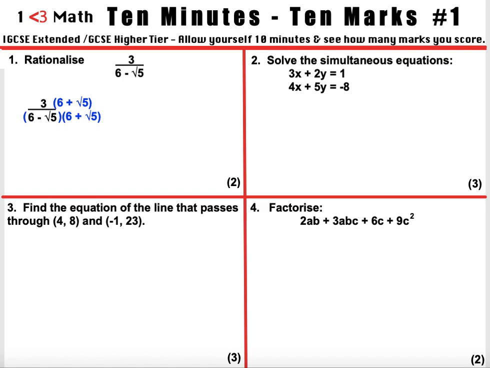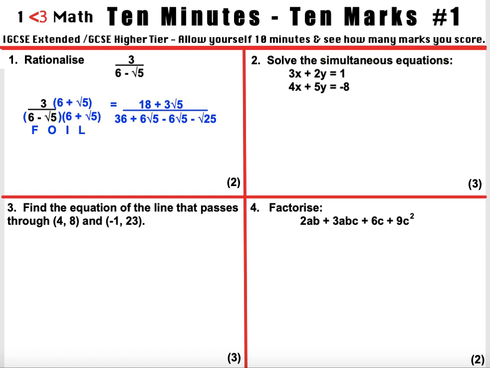So we're going to multiply out. The top's fairly straightforward. 3 times 6 is 18, and 3 times root 5 is plus 3 root 5. Now on the bottom, because we've got double brackets, we need to use FOIL. First, outer, inner, last. So we're going to start off with the first. 6 times 6 is 36. 6 times positive root 5 is plus 6 root 5. Minus root 5, so this is the inner. Minus root 5 multiplied by 6 is minus 6 root 5.